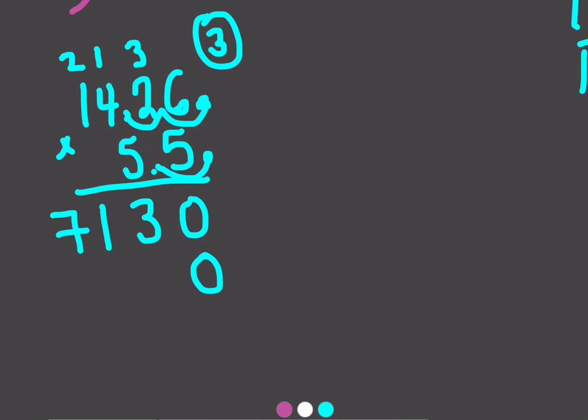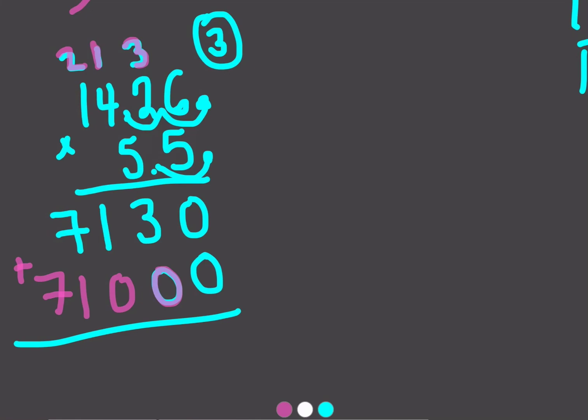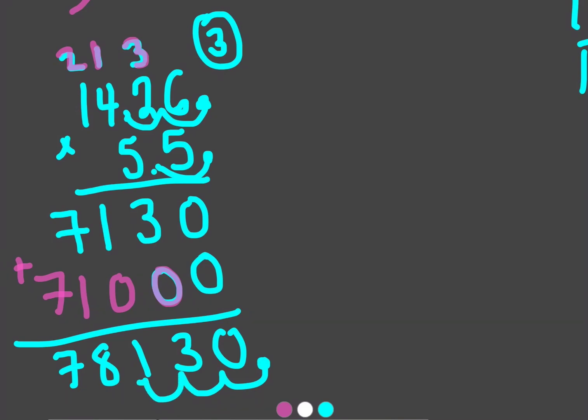5 times 6 is 30. I carried my 3. I'll do it a different color so you can kind of see it. 5 times 2 is 10. 0. Carry my 1. 5 times 4 is 20. 20 plus 1 is 21. Carry the 2. 5 times 1 is 5, plus 2 is 7. I need to add those numbers together, see what I get. I get 0, 3, 1, 8, 7, and I jump my decimal back 1, 2, 3 times.